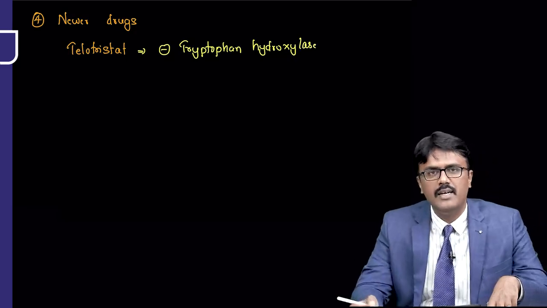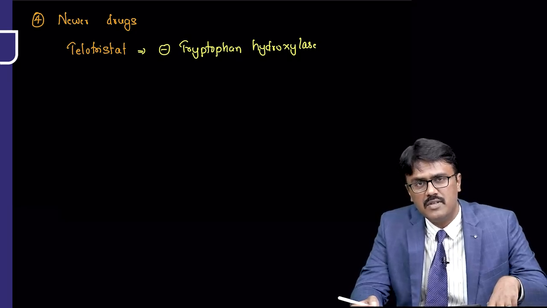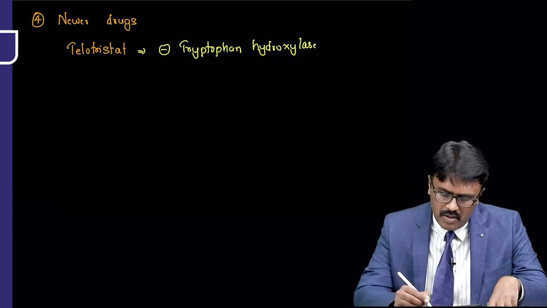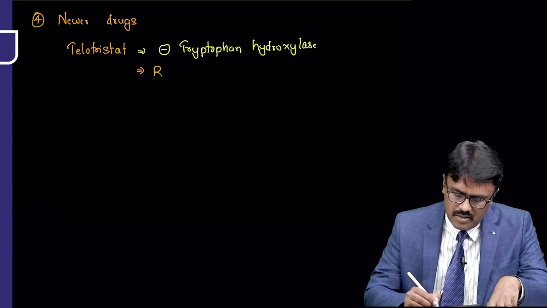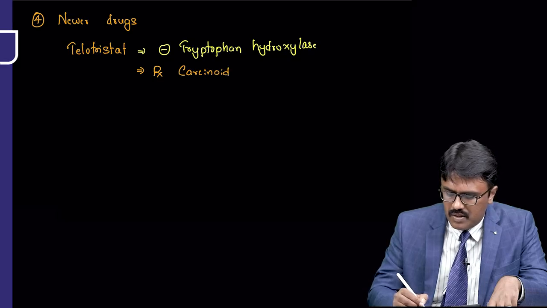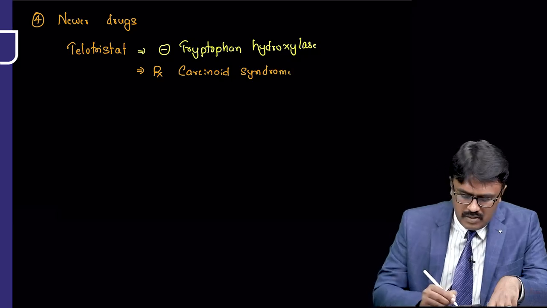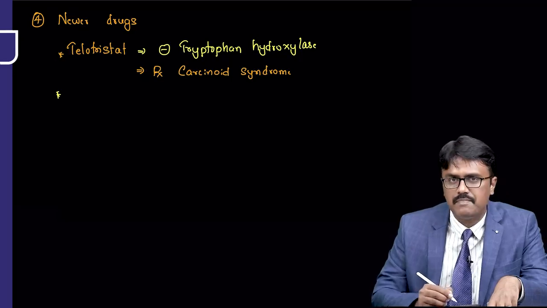You all know that tryptophan will give rise to serotonin. So what happens if serotonin is in excess? Which condition? Carcinoid tumor. Carcinoid tumor will lead to diarrhea. By blocking tryptophan hydroxylase, it decreases serotonin. So it is approved for which condition? It is used in carcinoid syndrome where there is diarrhea. So telotristat is used in diarrhea because of carcinoid.